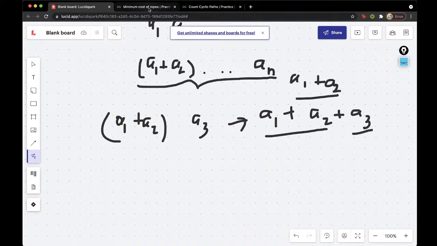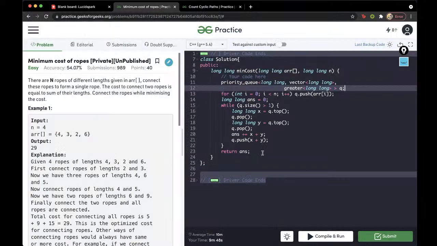Now let me show you how to implement this. There is something called a priority queue. You can think of this priority queue as, if you put in n elements, the lesser element will always be on top of the queue. This is also known as a min heap, or you can also have a max heap where the greater element will always be on top of the queue. For this problem, as we need the minimum elements, we implement this using a min heap. I've declared a priority queue over here, and I've inserted all the n elements into the priority queue.